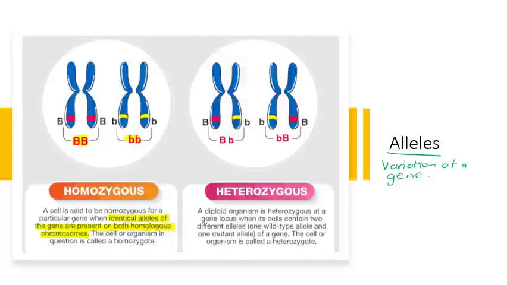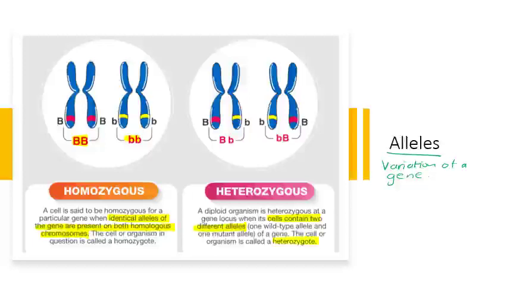Now, heterozygous. A diploid organism is heterozygous at a gene locus when cells contain two different alleles. Do you see that? The cells contain two different alleles. One wild type allele and one mutant. Guys, one wild type ends up just being the original allele and then it mutated slightly to allow for the other allele. Okay. The cell or organism is therefore called heterozygote.